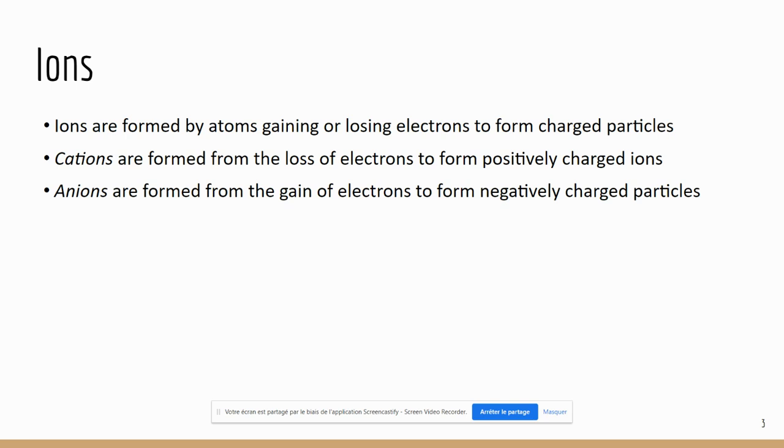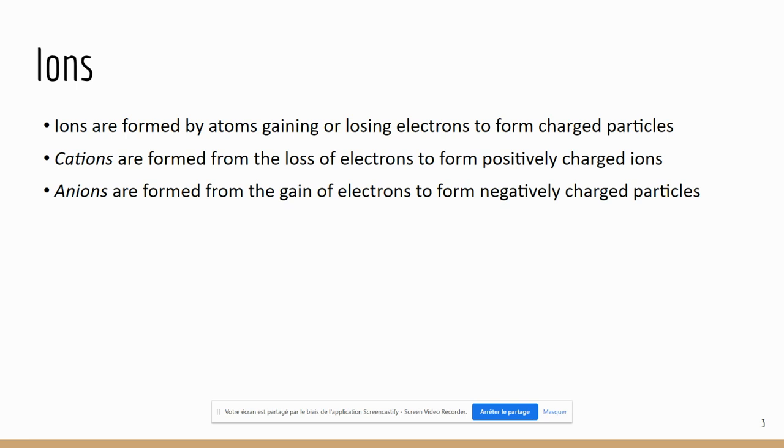So we talked a little bit about ions in our last chapter. They are formed by atoms gaining or losing electrons, so oxidation or reduction, or rather the other way around, to form charged particles. Cations are formed from the loss of electrons to form something positively charged, for example, Ca2+. And then anions are formed from the gain of electrons to form negatively charged particles, for example, Cl-.